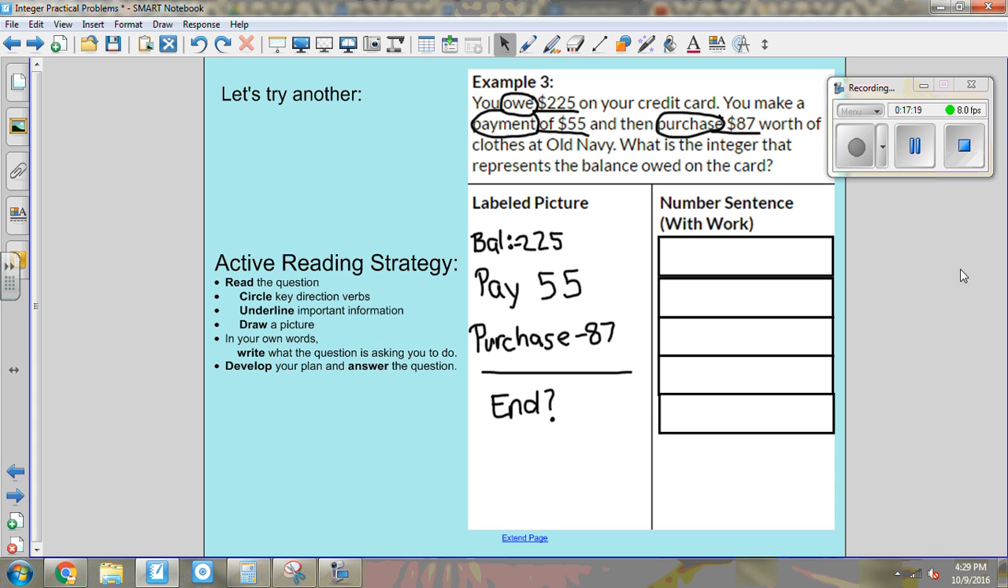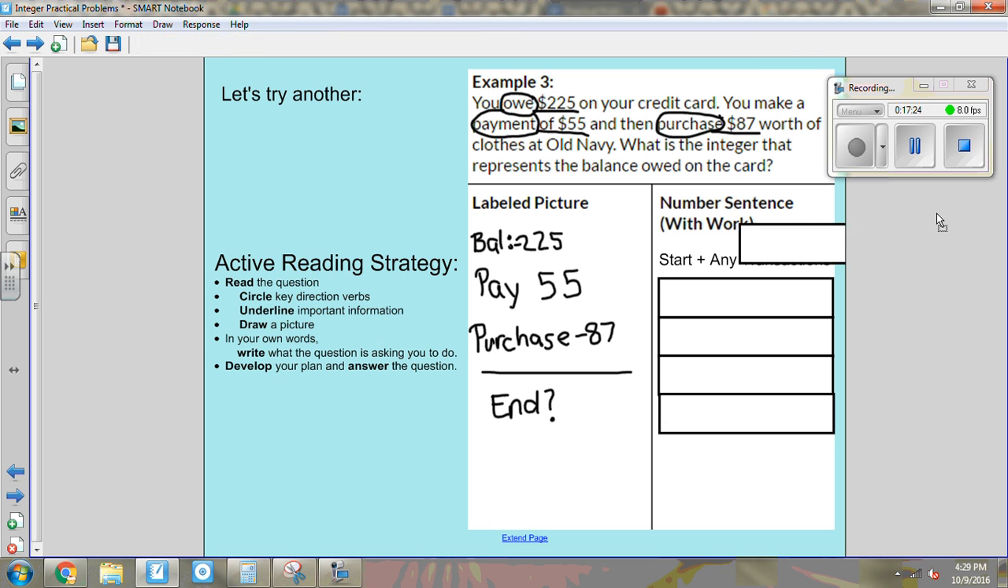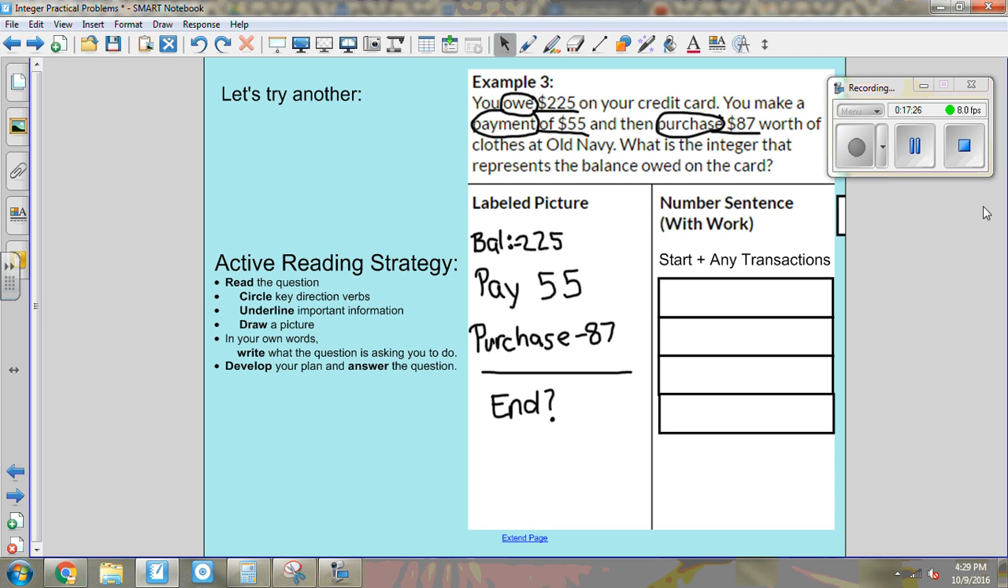I'm ready to move forward with my number sentence. So I need to write in my own words what the question's asking me to do. Well, I'm taking wherever I started, and then I'm going to add any transactions that I'm making on that card. Well, I know that where I started was negative $225, and then I paid off some of that money, so I got closer to zero. I'm adding some positives there. I'm adding 55, and then I need to also reflect that purchase, which was a negative 87. So I need to add up all of that information.